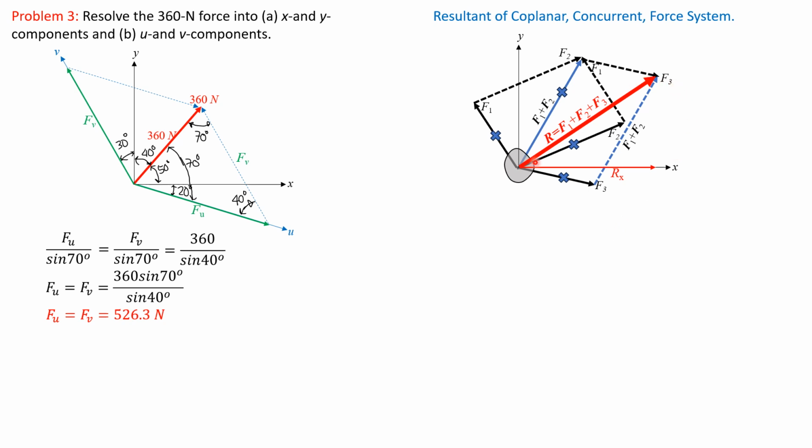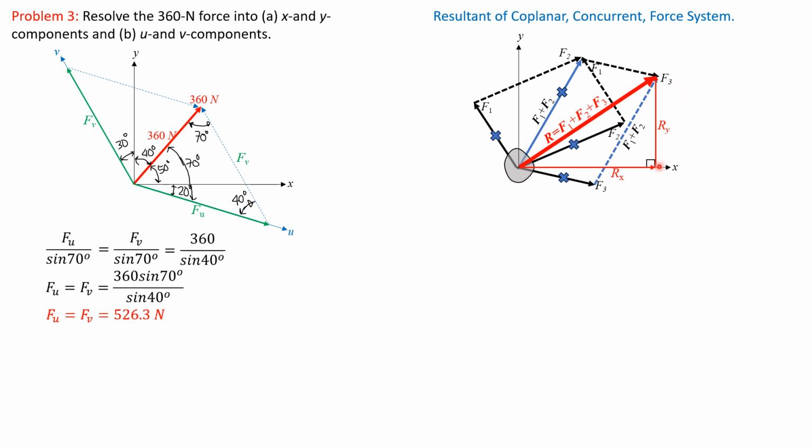But we must resolve this force into its x component. This is the horizontal projection of that force, this is the vertical projection of that force, and the angle that it makes with the x-axis is denoted theta x. For this situation, the resultant lies in the first quadrant, so both Rx and Ry are positive.